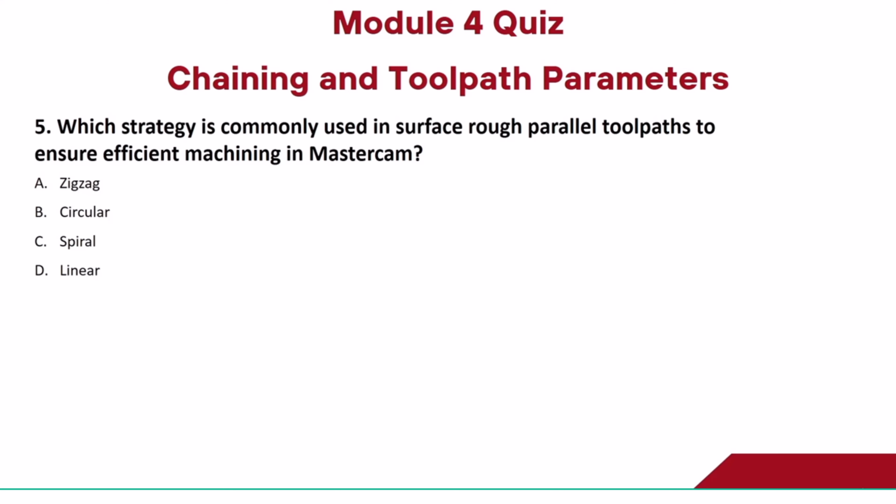The next question: which strategy is commonly used in surface rough parallel toolpaths to ensure efficient machining in MasterCAM? Option A, zigzag. Option B, circular. Option C, spiral. Option D, linear. So the right answer to the question is option A, zigzag.